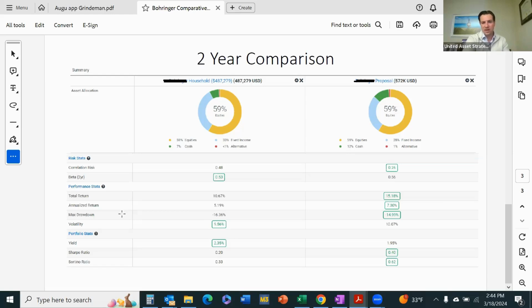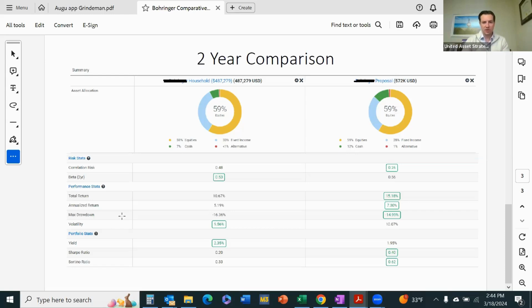So within this, you would be expecting to get a bit of superior performance, but at the same time, there's a max drawdown here. So the next line under, you can see on a max drawdown, it's actually less on the proposed portfolio, just about 15% versus a little over 16%. That means in the worst scenario over the last 2 years, the right portfolio was only down 14.99 versus 16.36.